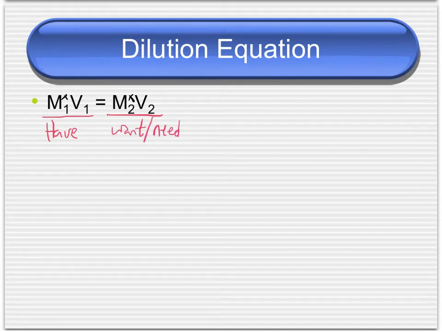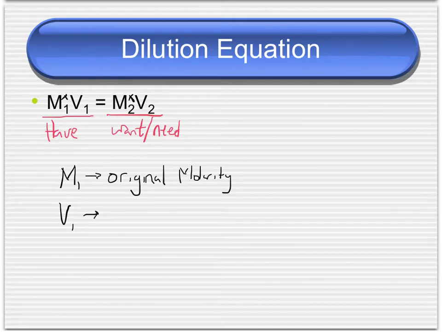Keywords to look for, because a lot of these are going to be word questions, story problems: watch out for the words have and want or need, because that's going to be a hint as to what the different letters mean. So M1 and V1. M1 would be your original molarity, the concentration of the stuff that you're starting with, so your beginning concentration. V1 would be the volume of that original molarity that you need.